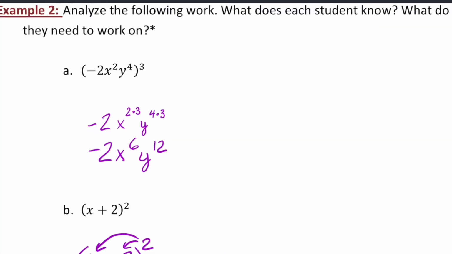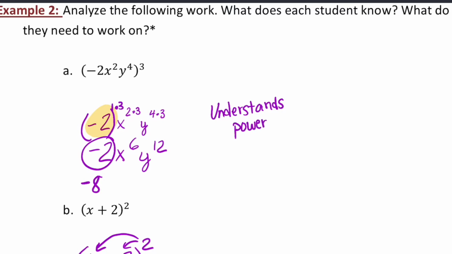If we look at some student work here, they made a couple of mistakes, like on part A, there was a -2 inside that quantity as well, and they didn't take that to the 3rd power. It should have been -8. So they understood that they needed to multiply their exponents on their variables times 3, but they forgot that they needed to also raise their coefficient to that 3rd power as well. So they had it most of the way.